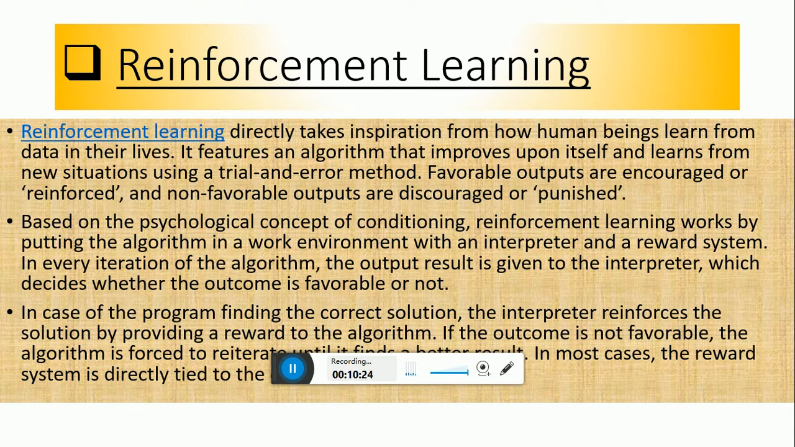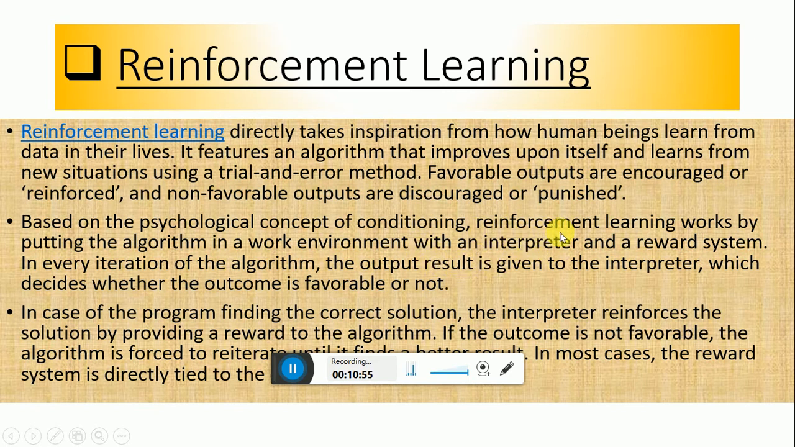And third is reinforcement learning. Reinforcement learning directly takes inspiration from how human beings learn from data in their lives. It features an algorithm that improves upon itself and learns from new situations using trial and error. Favorable outputs are encouraged or reinforced, and non-favorable outputs are discouraged or punished. So it is based on the psychological concept of conditioning.